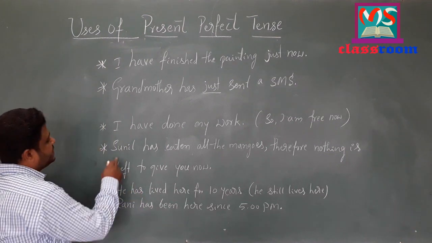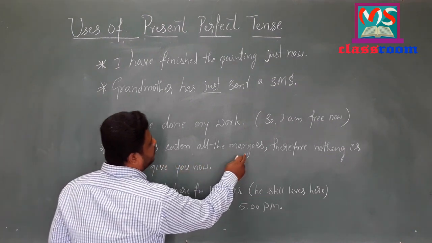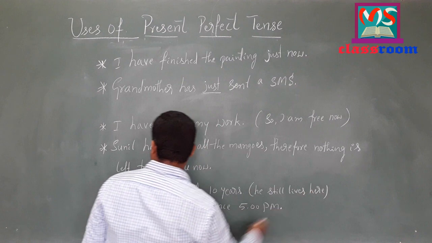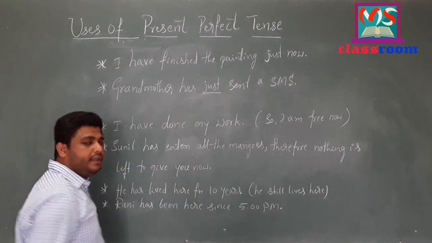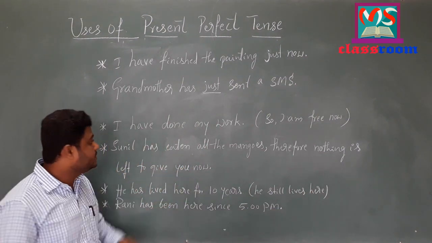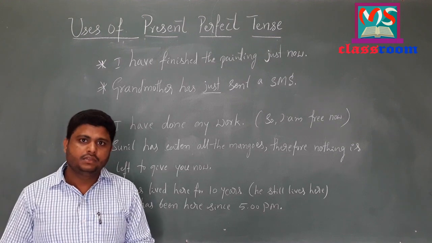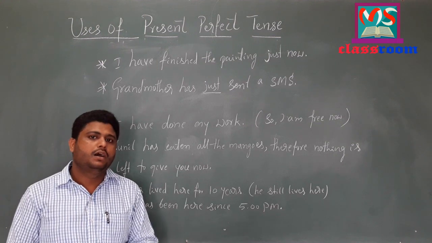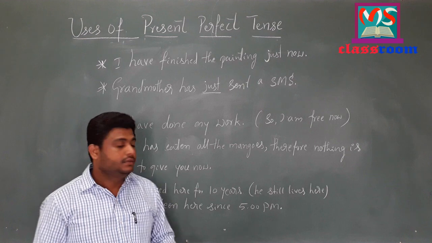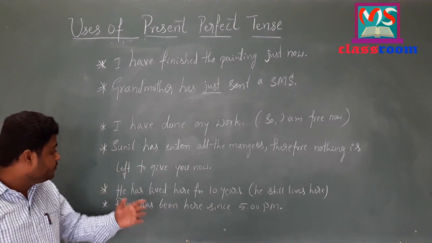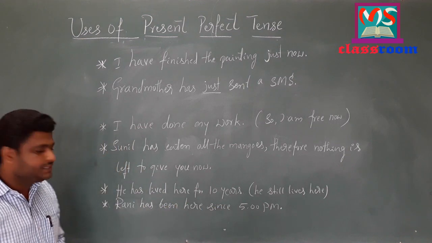Look at the next example. Sunil has eaten all the mangoes, therefore nothing is left to give you now. So look at here also, he has eaten all the mangoes, so nothing is left to give you or give it to someone else. So now let us move to one more use of present perfect tense.